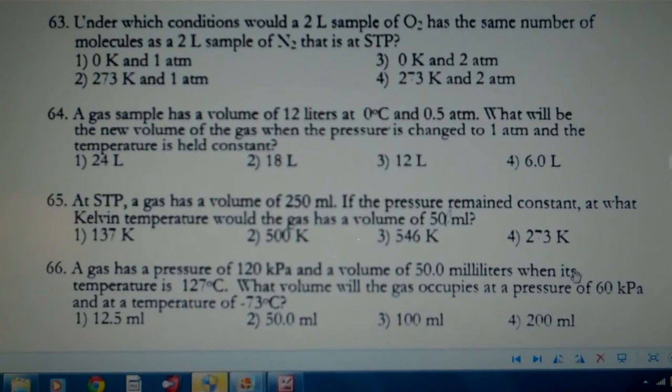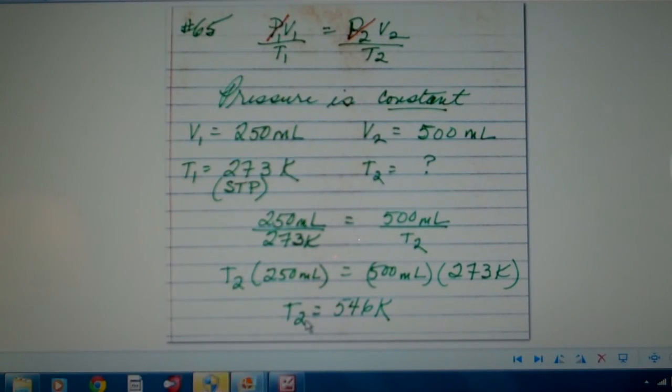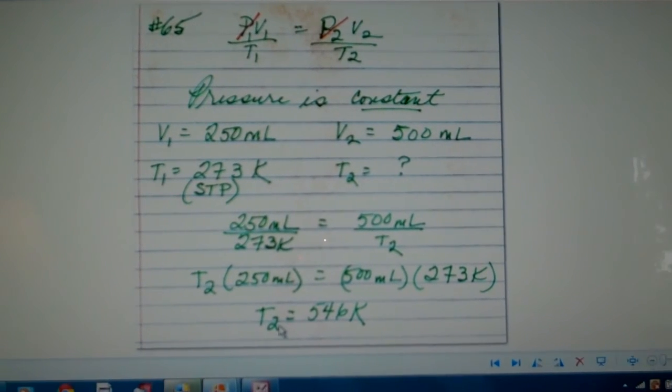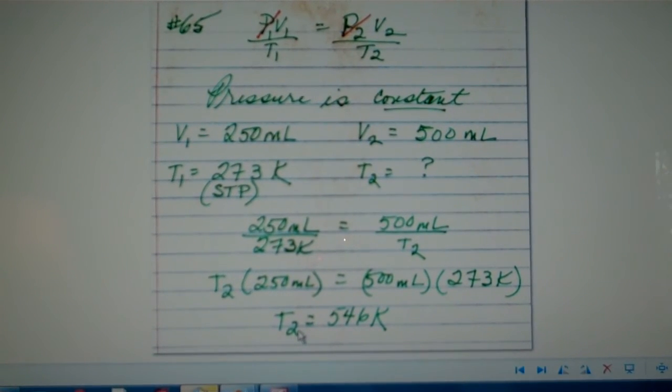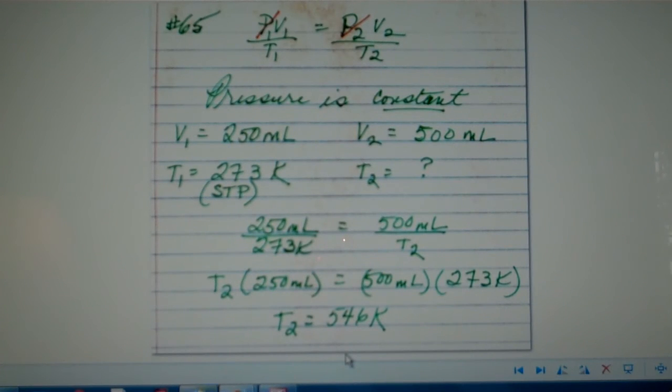When we set up the equation, it looks something like this. We have the pressure crossed out from the equation we got from Table T. So we have volume 1 as 250. Temperature 1 is 273 from the STP that was given in the question. We have V2 as 500 milliliters, and we're solving for T2. If you cross multiply, your equation is set up as T2 times 250 equals 500 times 273. And you solve for T2, you have 546 Kelvin.